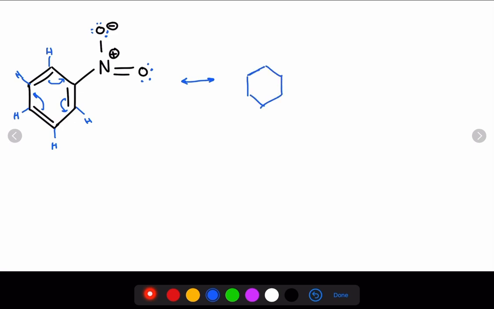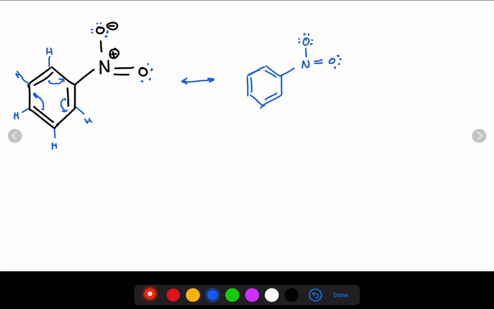Now, when you draw new resonance structures, you don't have to put in the implicit hydrogens, but you do have to put in the lone pairs and the formal charges. That is very important. So we're going to go ahead and do that. And nothing else in the molecule changes right now. That's another tip with resonance structures.